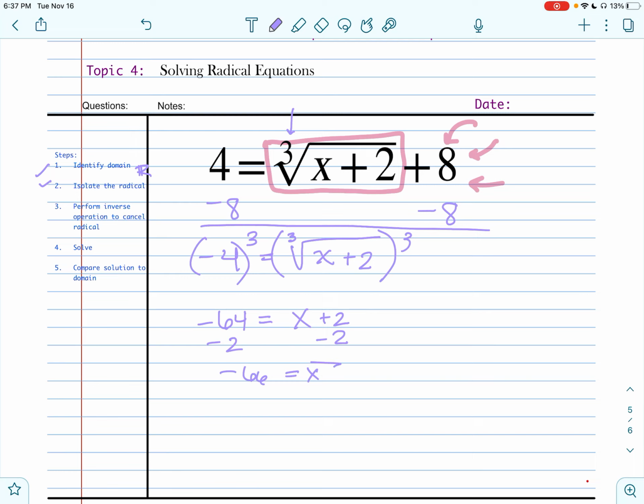Okay, and then I need to just look at this here and compare it to my domain. But the thing about it was an odd, so I don't have any domain restrictions, so I am good. All right. You should also probably check your answer. I did not mention that. But plugging it in to check is always a good way to see if you are correct.